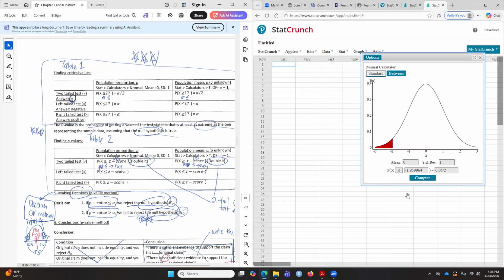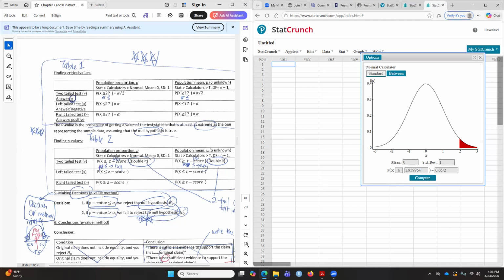And the thing is that if you use the less than symbol, your answer will be negative 1.96. However, if you use the greater than symbol, you will get a positive 1.96. Okay, so that is very special. This is a two-tailed test. You do need to divide by 2. And the reason why is because you will get two-sided.